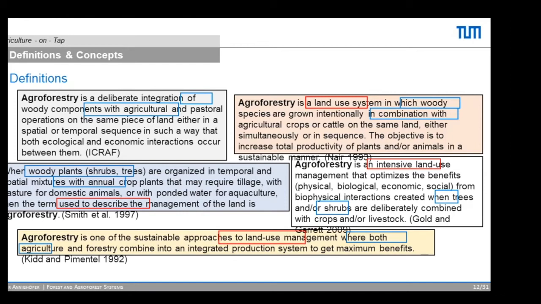Unfortunately, I'm just noticing that the text is different than on my slides, but it's no big deal. So you get the idea.